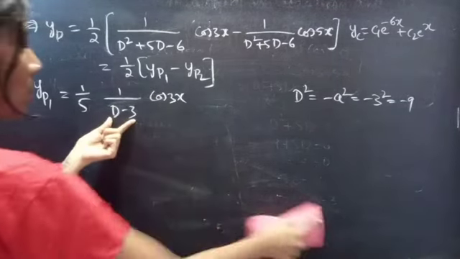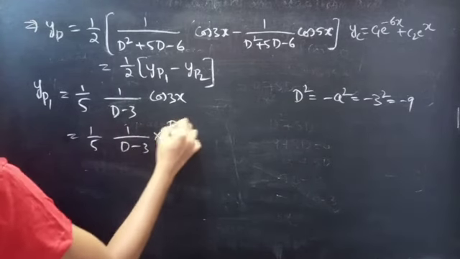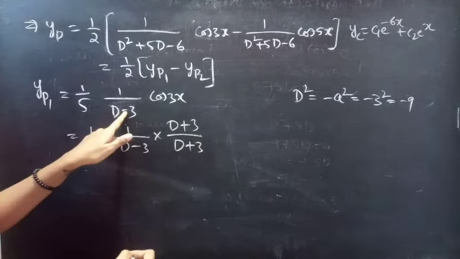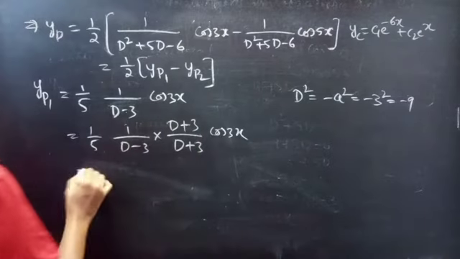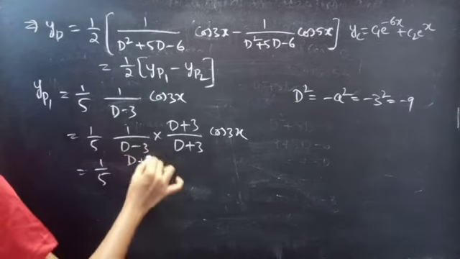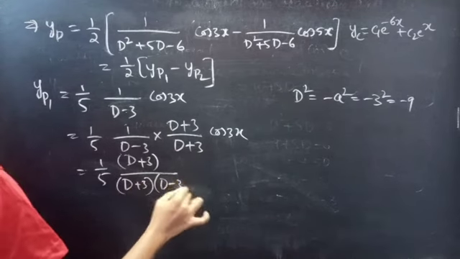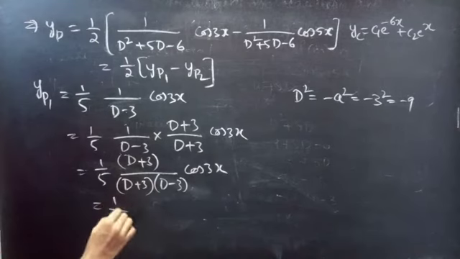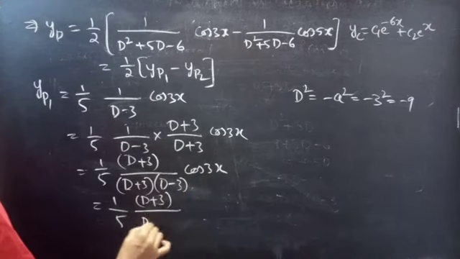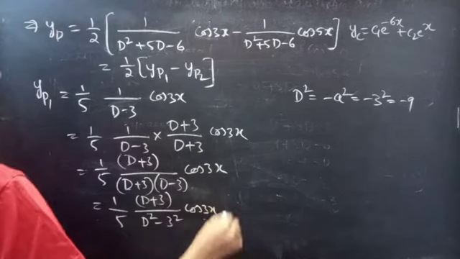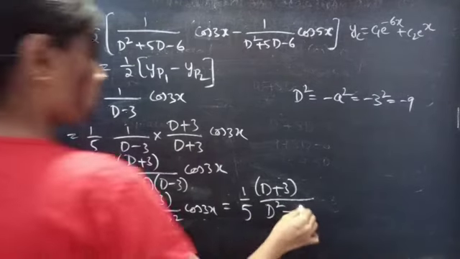See, in the denominator you are having D minus 3. So what we can do, we can just multiply and divide by (D plus 3). Just change the sign, minus to plus, then you'll get (D plus 3) into cos 3x, which is equals to 1 by 5 into (D plus 3) by [(D minus 3) into (D plus 3)] into cos 3x. Here we have a denominator which is in (a plus b) into (a minus b) form. You can write it as a square minus b square, that is D square minus 3 square, into cos 3x, which is equals to 1 by 5 into (D plus 3) by (D square minus 9) into cos 3x.